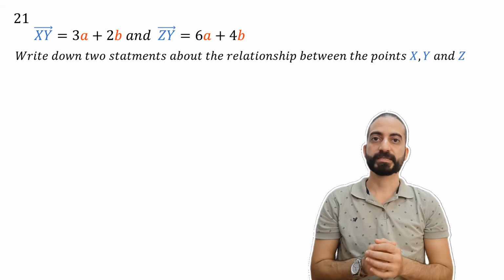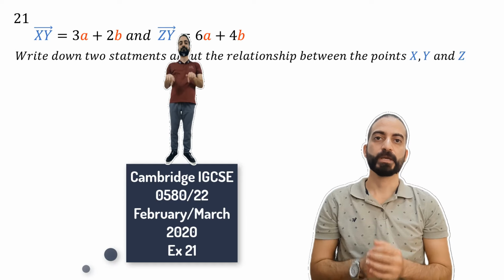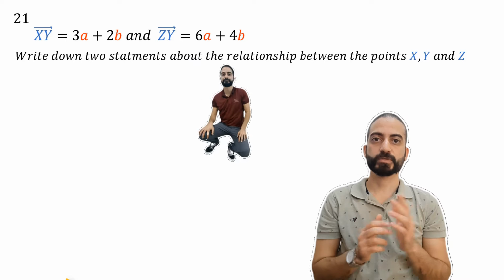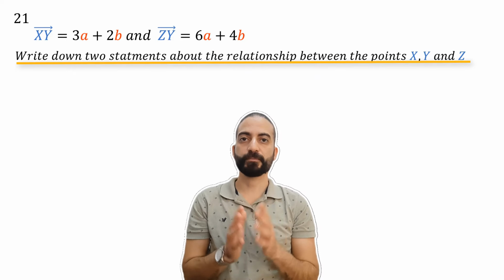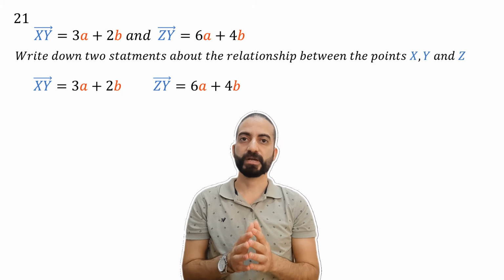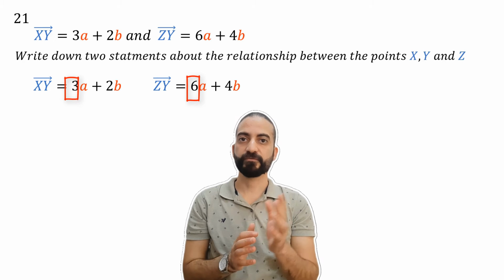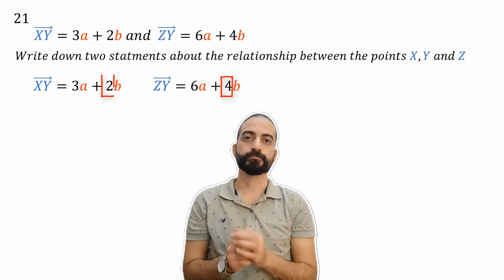Hello everyone, we will start by solving question 21 of the Cambridge IGCSE 2020 exam. We are required to write down two statements about the relationship between the points x, y, and z. As we notice here, we have 6 and here we have 3. And also here we have 4 and here we have 2.